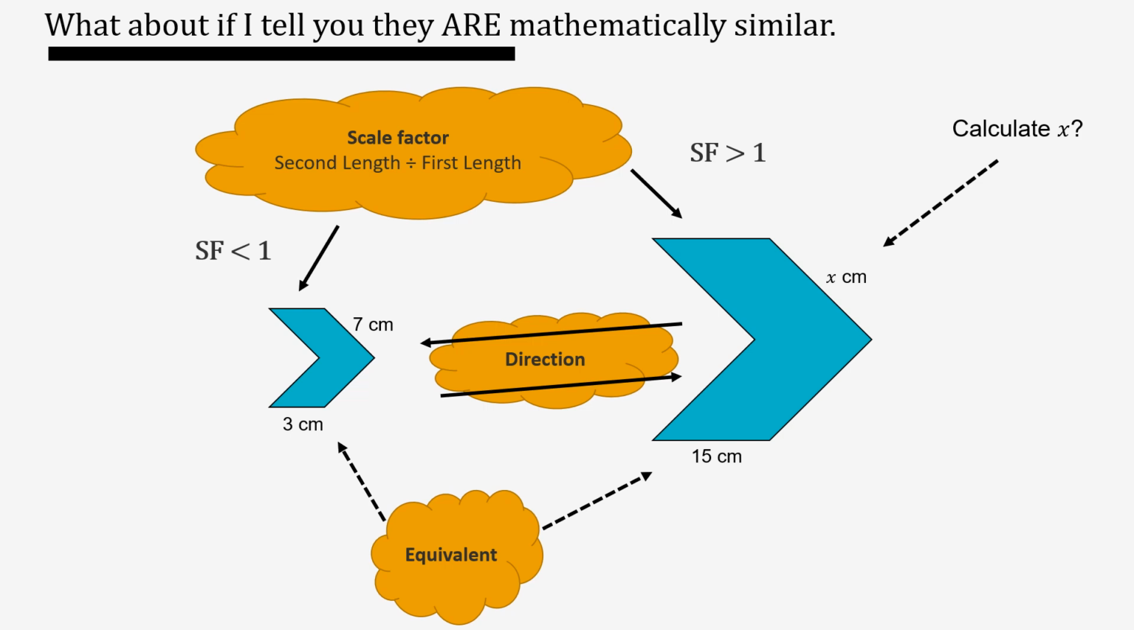Then next, whether the bigger shape is going to the smaller shape or the smaller shape is going to the bigger shape, it all depends on that, the scale factor. So the second length will always depend on which direction you are moving, okay.